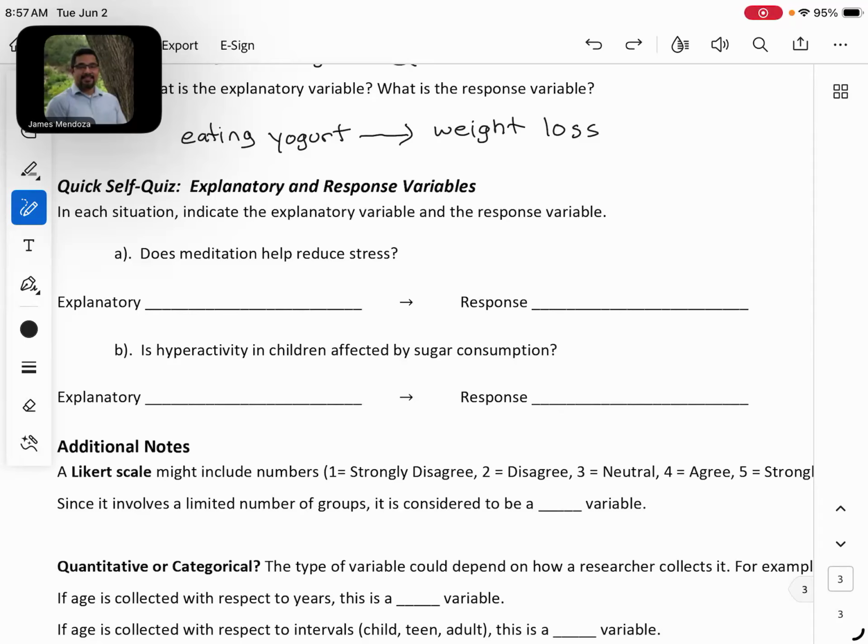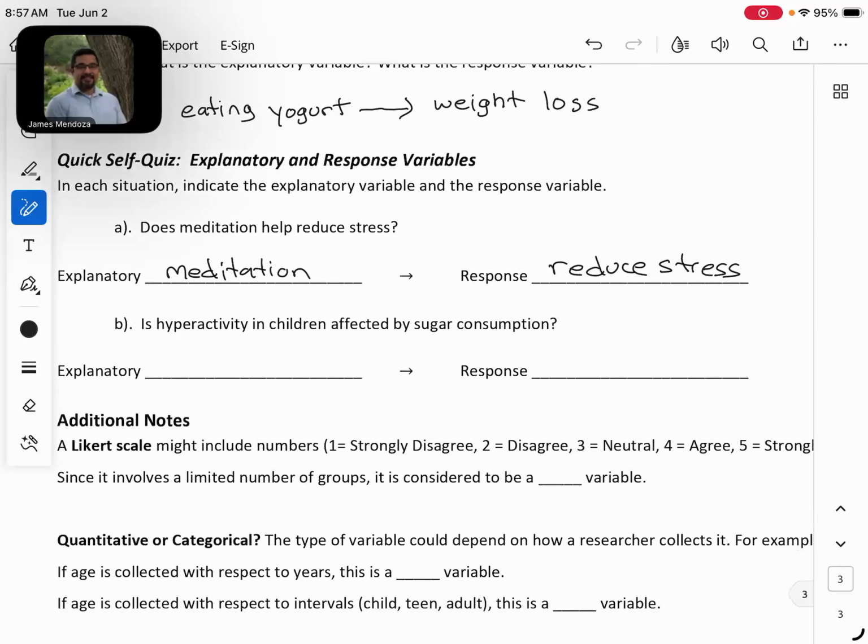Okay. So typically what we notice is that if somebody meditates, maybe the purpose is that they're going to reduce their stress. You've got meditation, maybe it's going to help reduce stress.